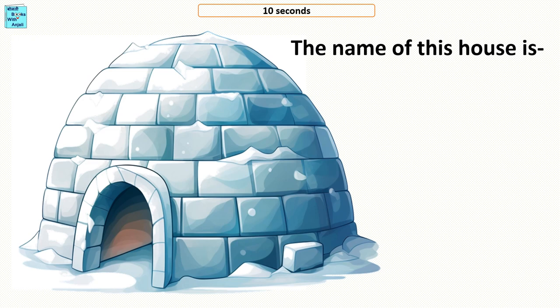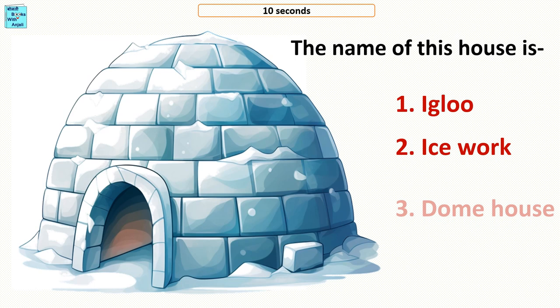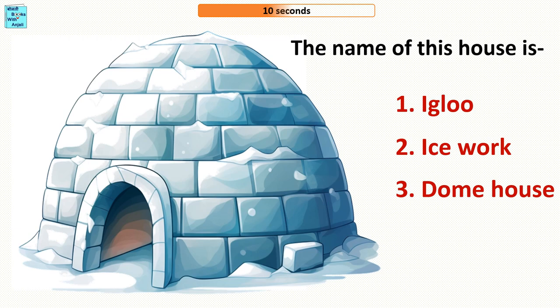The name of this house is: 1. Igloo, 2. Icework, 3. Dome house. This is an igloo.